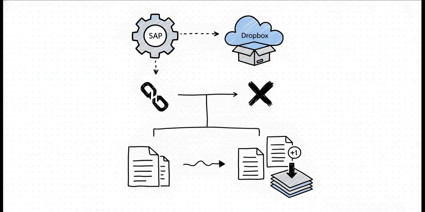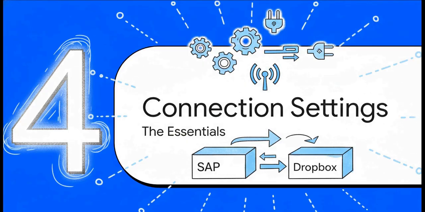You can set it to fail, which just stops everything. You can tell it to ignore the problem and just move on. A really handy one is auto rename, where Dropbox just adds a little number to the new file's name. Or if you're uploading, you can just overwrite the old file. The point is, you get to decide exactly how it behaves. So it doesn't matter if you're sending files or receiving them.